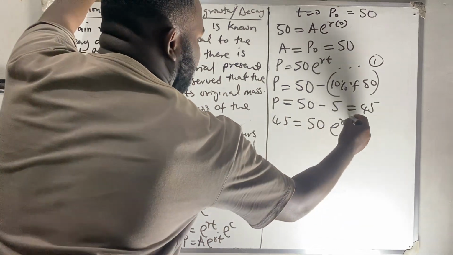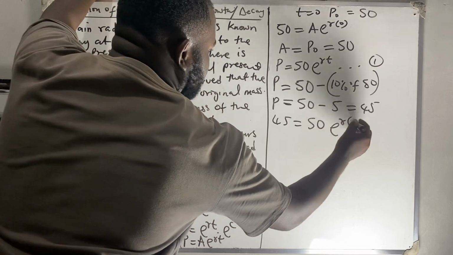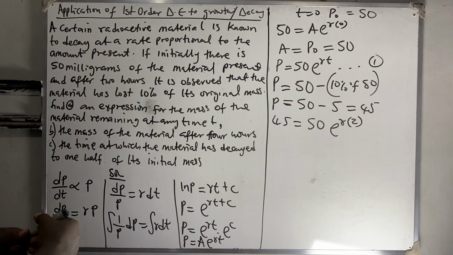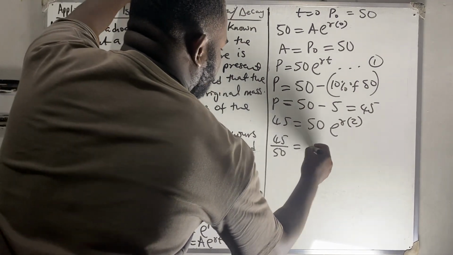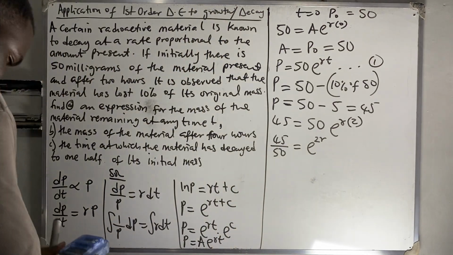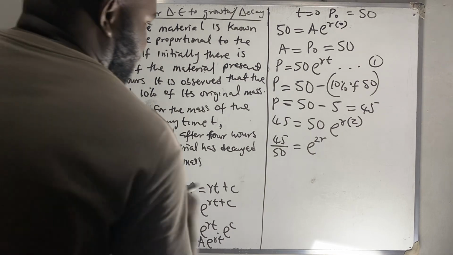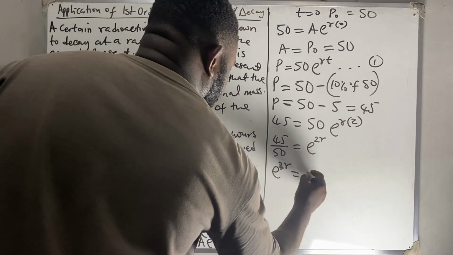50 exponential rt. And then my t here is 2, because this was lost at 2 hours. Look at it, 2 hours. So we're having that 45 divided by 50 is equal to exponential 2r. So therefore, 45 divided by 50, I'm having 0.9. So therefore, exponential 2r is equal to 0.9.